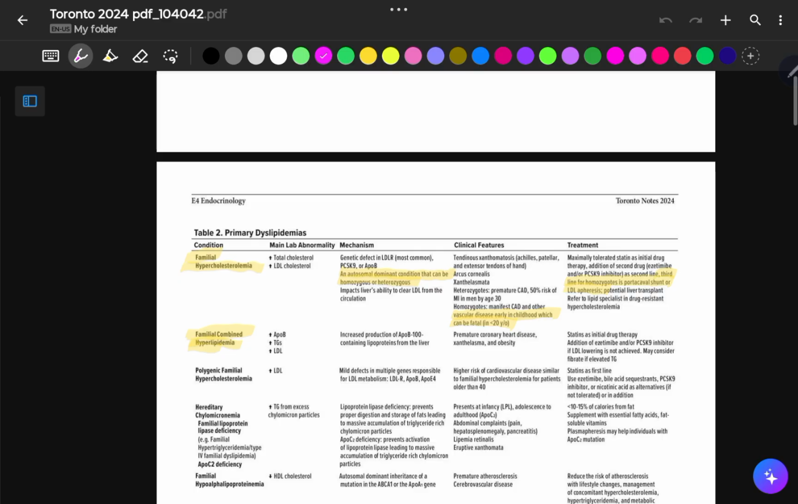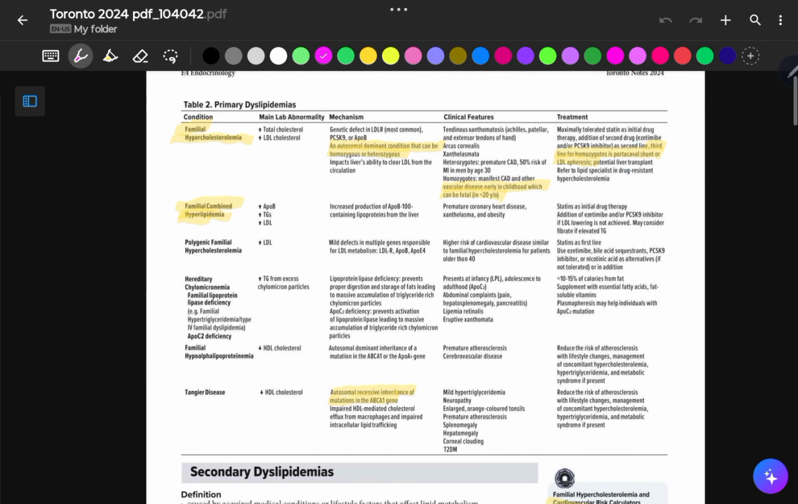Familial combined hyperlipidemia has an increase in your ApoB, an increase in triglyceride, and an increase in LDL. It's usually due to increased production of ApoB-100 containing lipoproteins from the liver. They present with premature coronary heart disease, xanthelasma, and obesity, and a statin is the initial drug of choice.